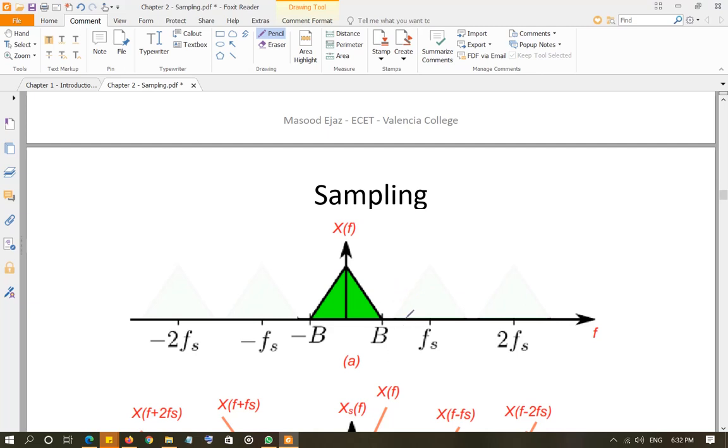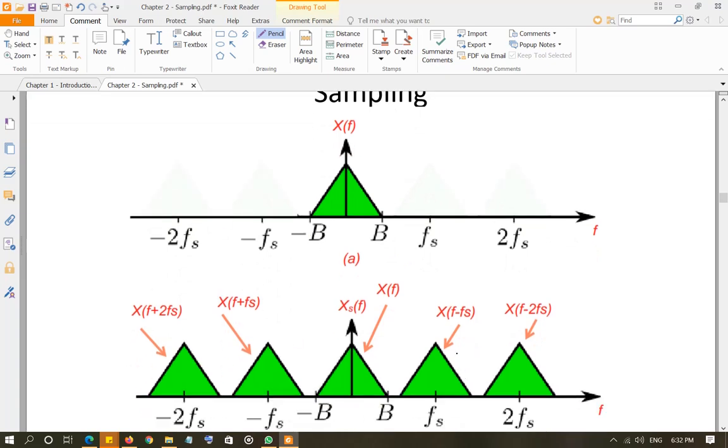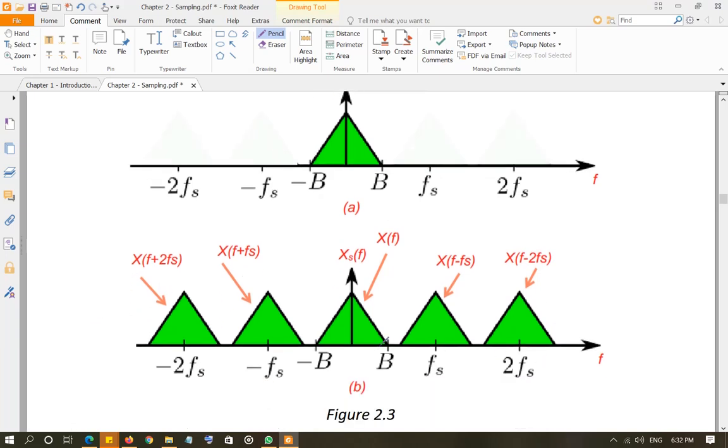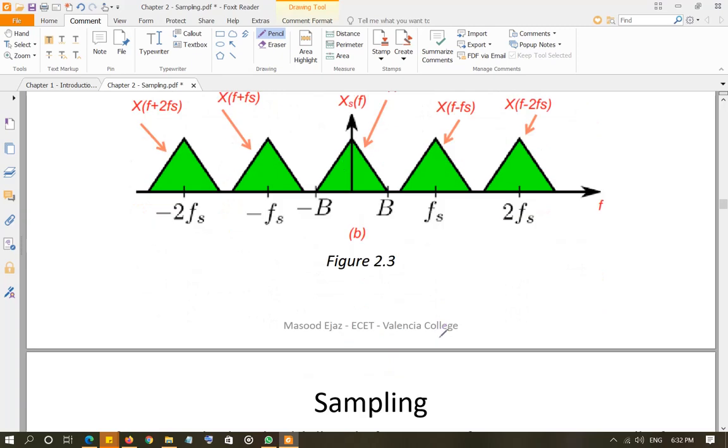Okay, now when you sample the signal, of course, you will be repeating the signal. You have multiple instances of the signal, as I discussed with you, and observe that this signal is oversampled. So between each instance, you have some frequency at which there is no signal. And this is extremely important when you are recovering the original signal back using filters. So this is the example of oversampling of the signal, where the sampling frequency is greater than the Nyquist rate.